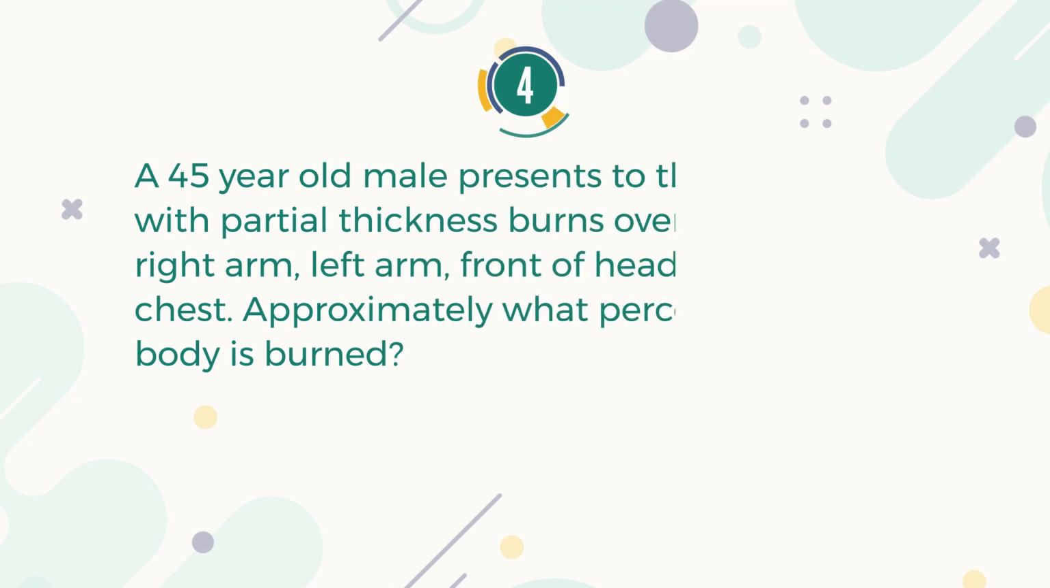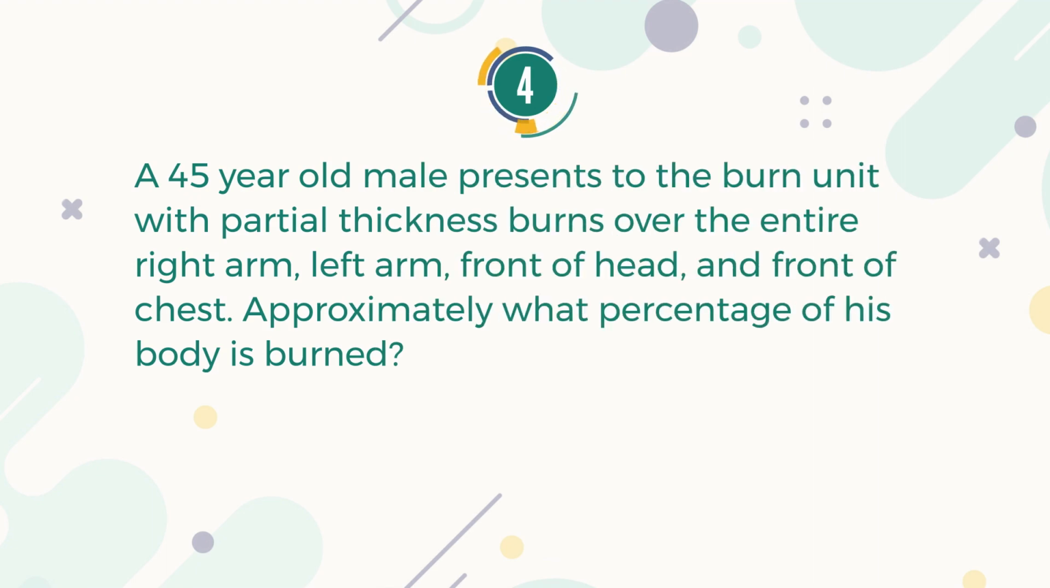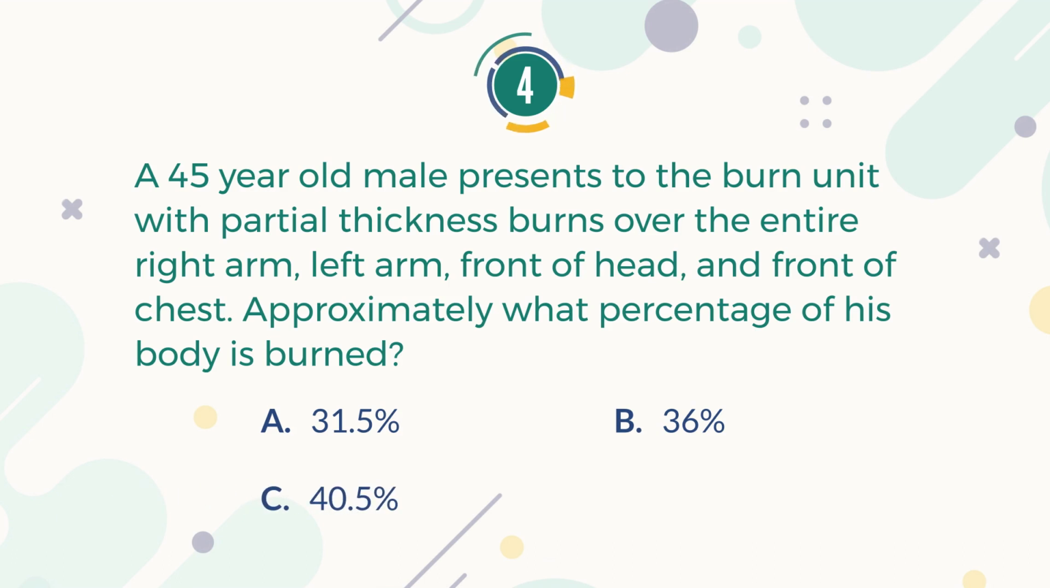Number 4. A 45-year-old male presents to the burn unit with partial thickness burns over the entire right arm, left arm, front of head, and front of chest. Approximately what percentage of his body is burned? A. 31.5%. B. 36%. C. 40.5%. D. 45%.